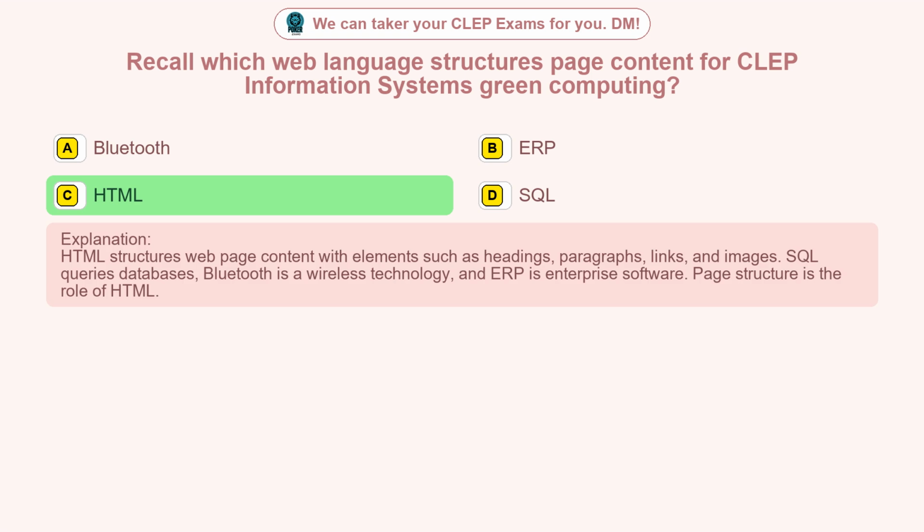HTML. HTML structures web page content with elements such as headings, paragraphs, links, and images. SQL queries databases. Bluetooth is a wireless technology and ERP is enterprise software. Page structure is the role of HTML.